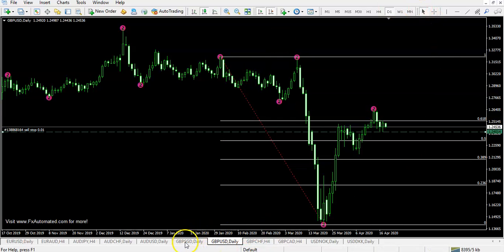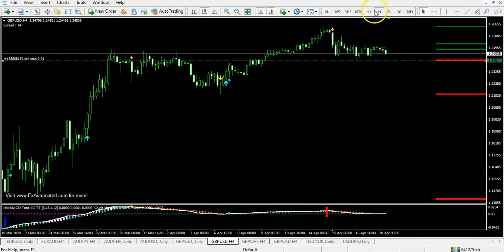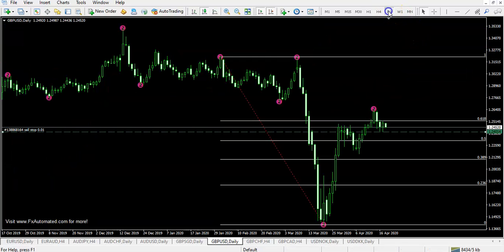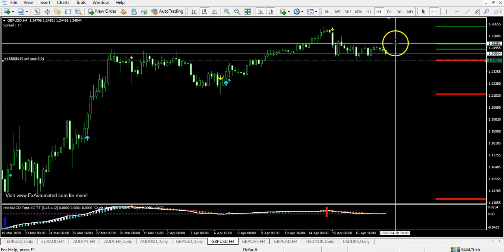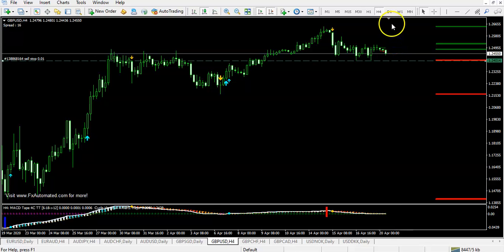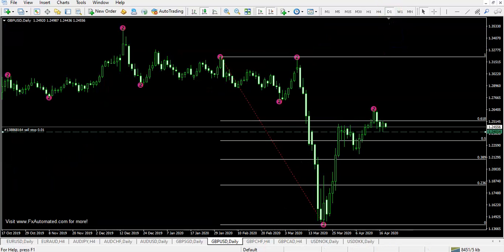GBP USD reversing as well. At least it looks like it is. Anything is possible with this Forex stuff. Same situation. Place the sell stop. 618 level. If it triggers, stop loss here. Keep it pushing.